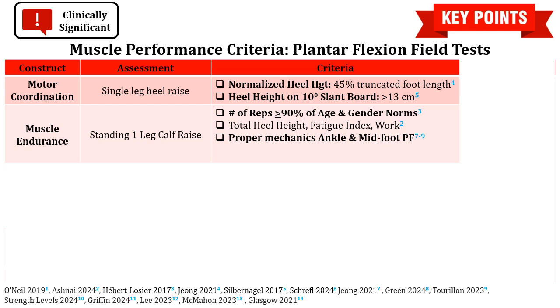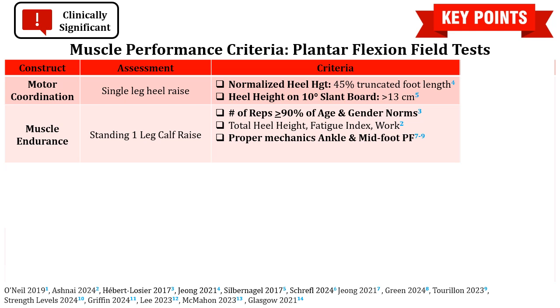So it essentially takes out the consideration of the toes, and if you're going to normalize for what you would expect for the minimal effective heel height, the expectation would be the peak heel height divided by that truncated foot length and multiplied by a percentage, and it should be close to 45% of that distance from the metatarsal to the heel. The heel height on a 10-degree slant board would be greater than 13 centimeters. Again, depending on foot length, which can potentially influence that, but on average it's 13 centimeters.